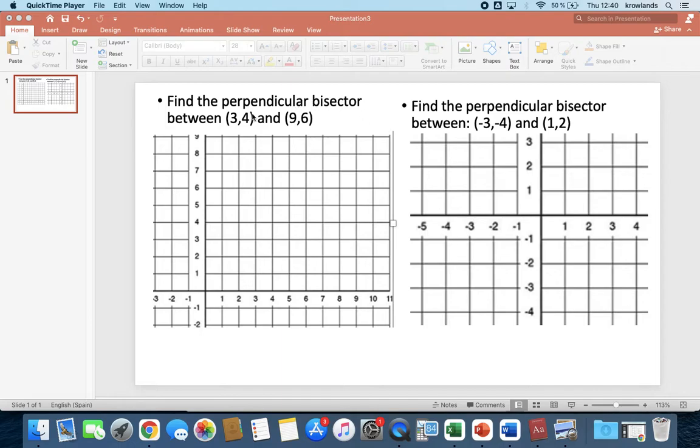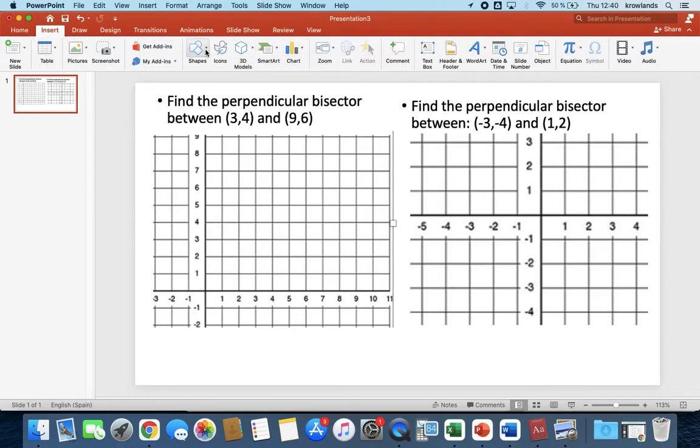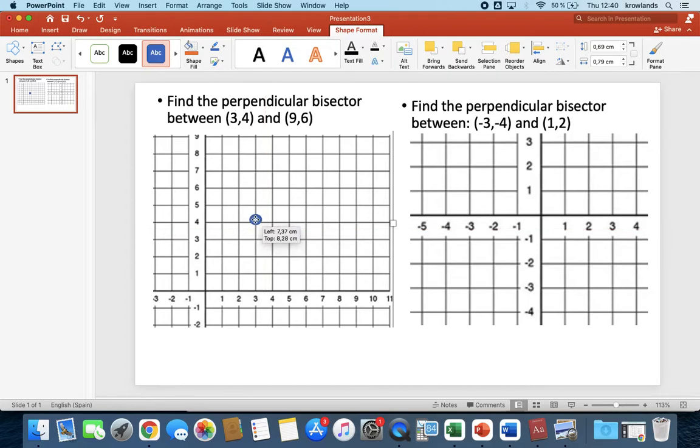How we would find the perpendicular bisector between 2 points, 3, 4 and 9, 6. The first thing I'm going to do is identify where 3, 4 and 9, 6 are on the diagram. 3, 4, and then finally 9, 6.